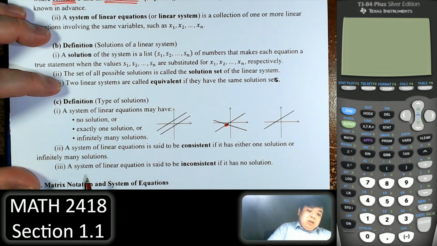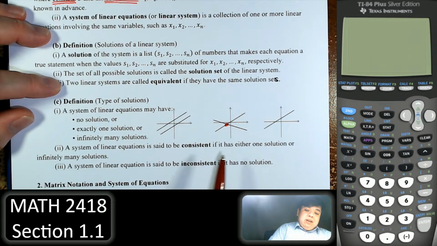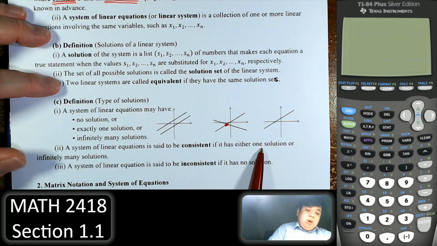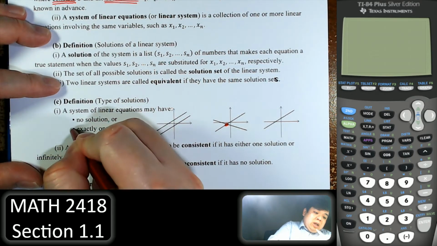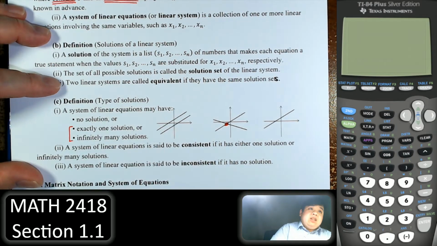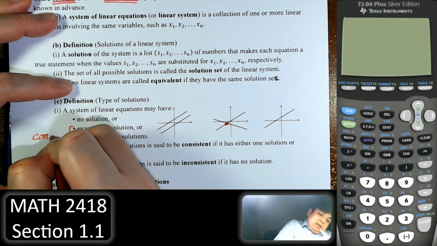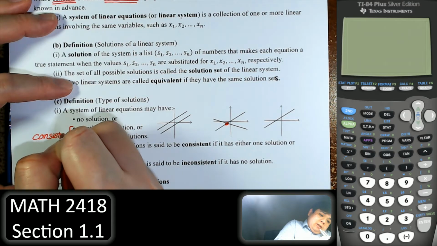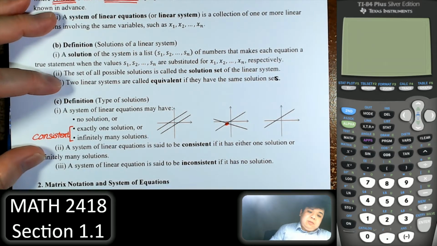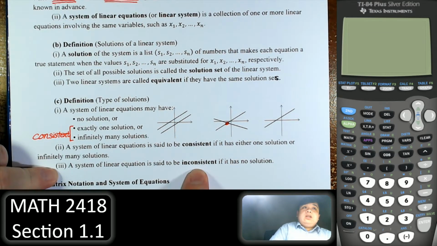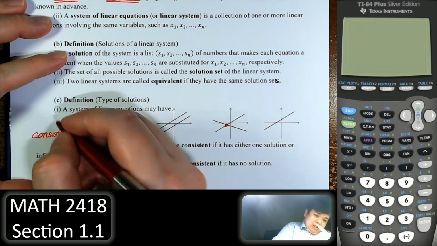A system is said to be consistent if it has either one solution or infinitely many solutions. So these two cases are consistent. And inconsistent is no solution.